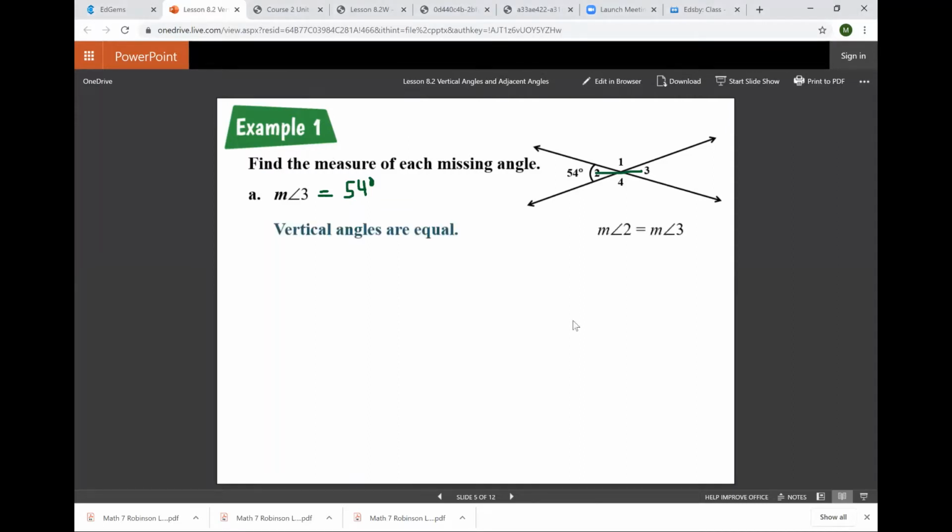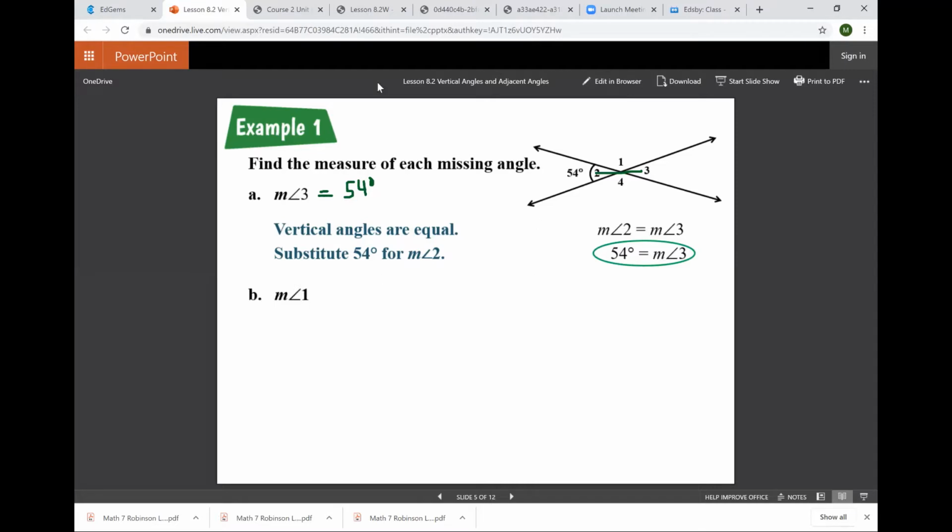Vertical angles are equal, so the measure of angle 2 is the same as the measure of angle 3. We don't have to substitute per se, but because we know the measure of angle 2, we're also able to assume that's the measure of angle 3, because they are vertical angles. Let's find the measure of angle 1.